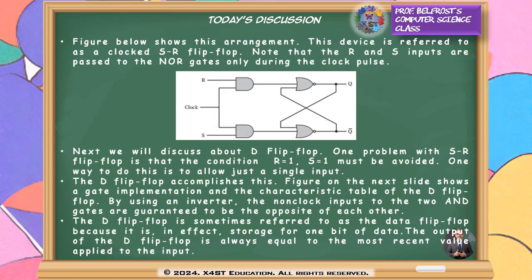And here is the figure showing the arrangement of the clocked SR flip-flop. Note that the R and S inputs are passed through the NOR gates only during the clock pulse.